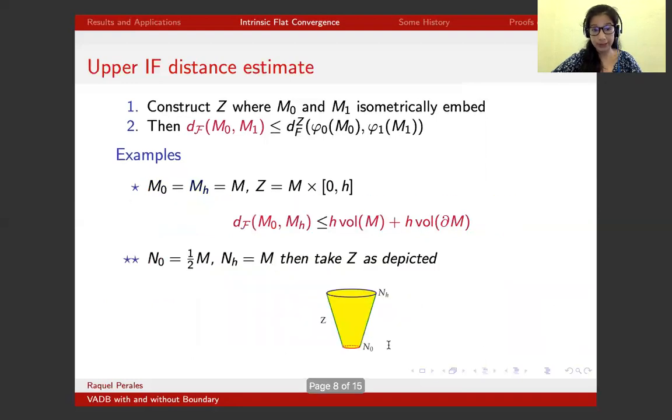Okay, so next example. Here again, I have M that is compact and oriented, and I'm going to have N0 to be smaller. So it's going to be 1/2 of M, like in this picture. And NH is just going to be M. So then we have to construct a set in which we isometrically embed these two manifolds. So the set is going to be as depicted. So it looks like a truncated cone.